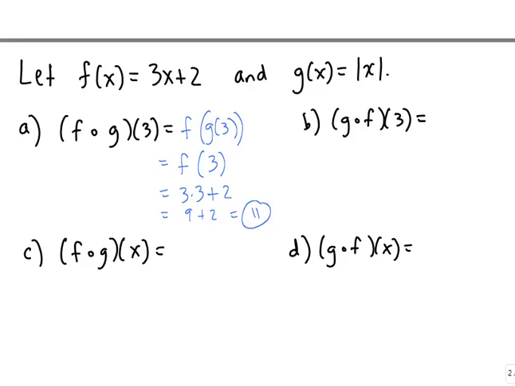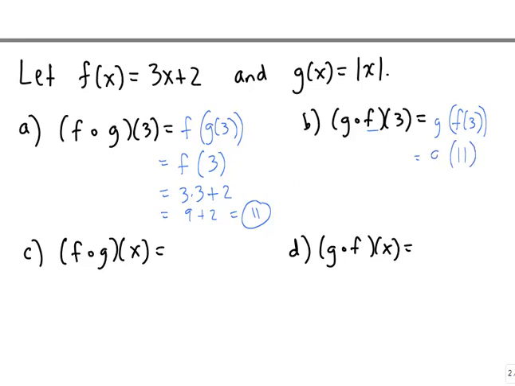For the next example, now we're going to do it in the opposite order. G composed with f at 3. So here we want to do f of 3 first, then take that answer and plug it into g. So the rule for f was 3 times your input plus 2. So 3 times 3 is 9, plus 2 more makes f of 3 11. That was the same thing we had before.